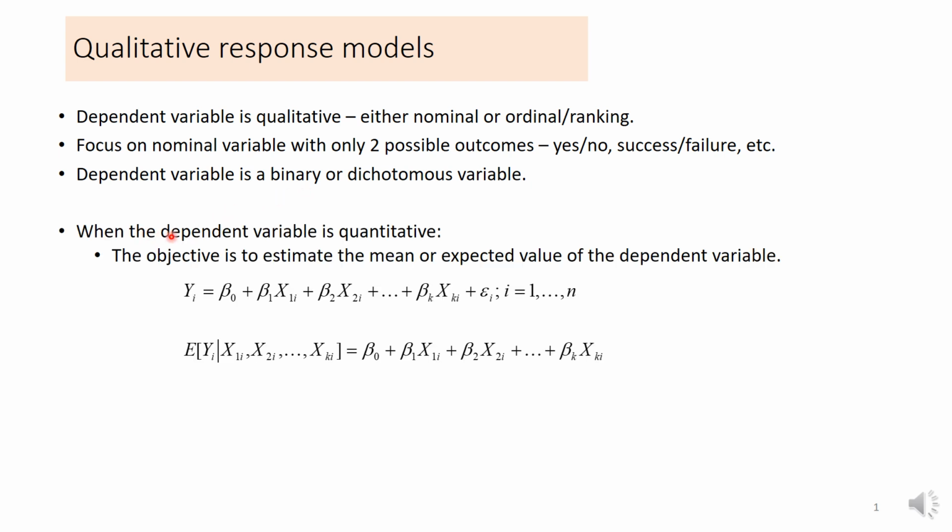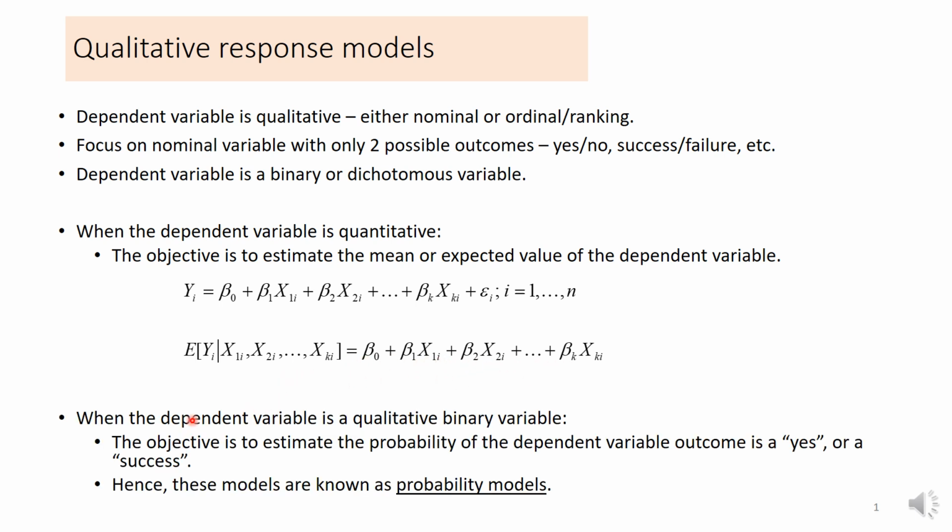So when the dependent variable is quantitative in nature, as we have learned before, the objective is to estimate the mean or the expected value of the dependent variable. So if you have your regression equation like this, we would be interested to find the expected value of the dependent variable given the values of your explanatory variables.